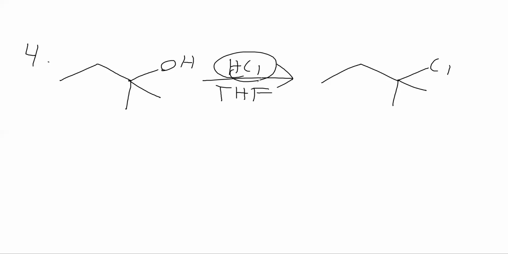So when you first learned these conditions for turning an alcohol into halogens, you didn't know about SN1 and SN2 mechanisms, but now you do. What kind of mechanism is this following? You should be able to figure that out. What kind of substrate do we have? Yes, SN1. So the substrate's tertiary.